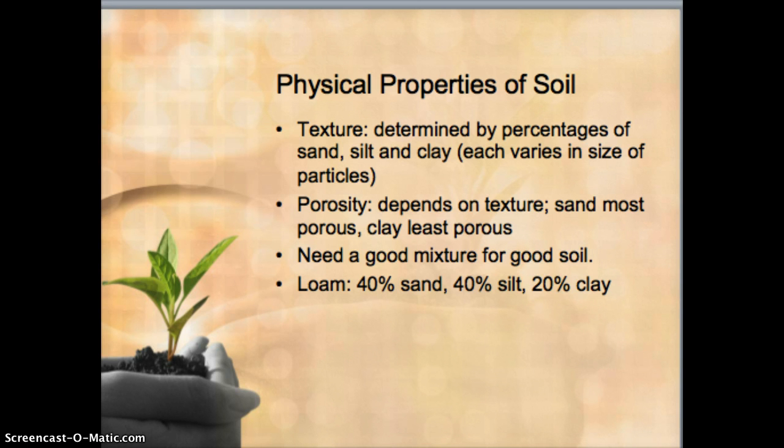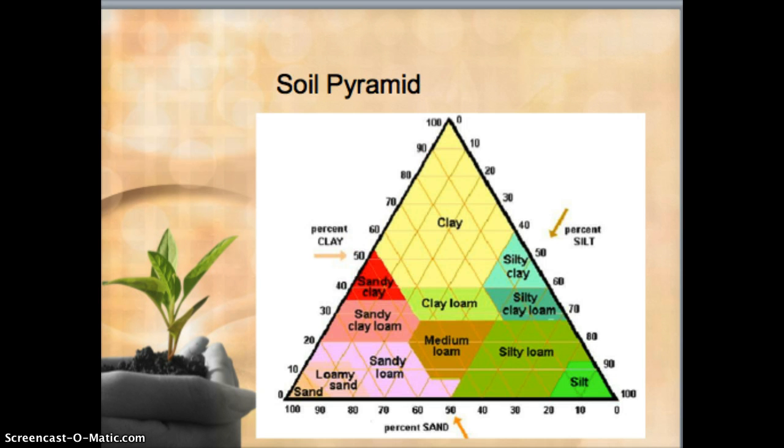This next chart shows you all of the different types of soil that there could be. If you look at the very, very extremes, on this part of the triangle we have clay, this very bottom corner we have sand, this very bottom corner we have silt. Getting different ratios of those, we have different types of soil.